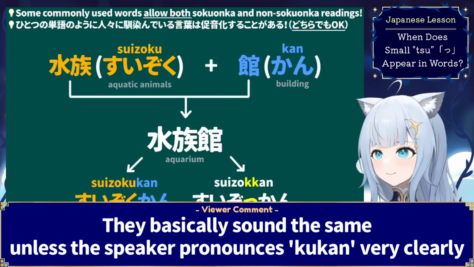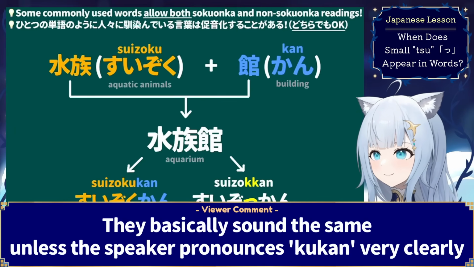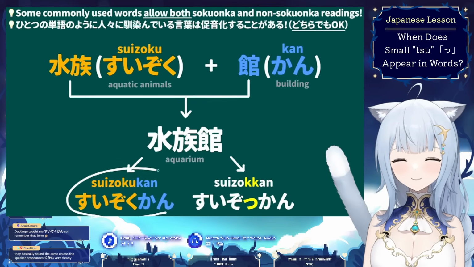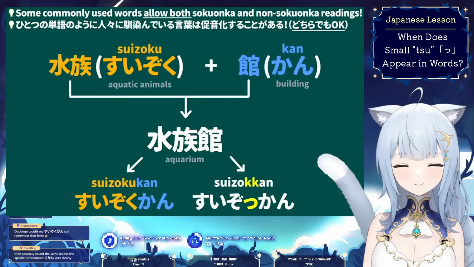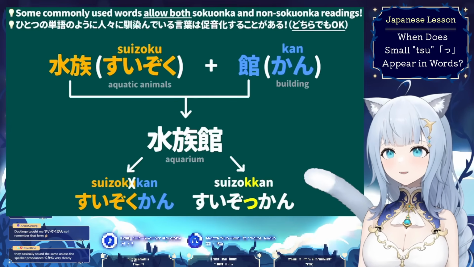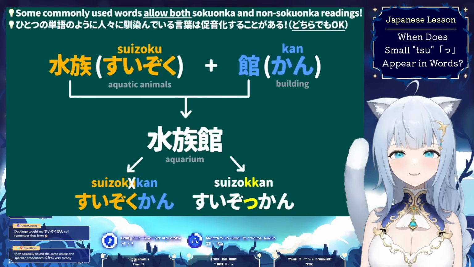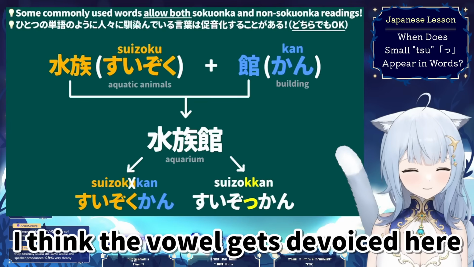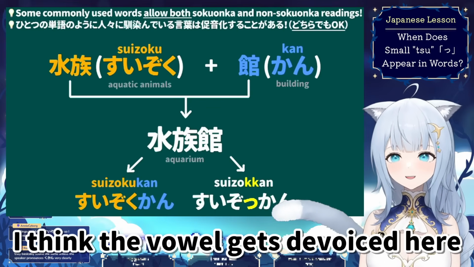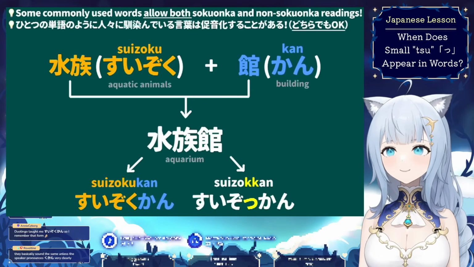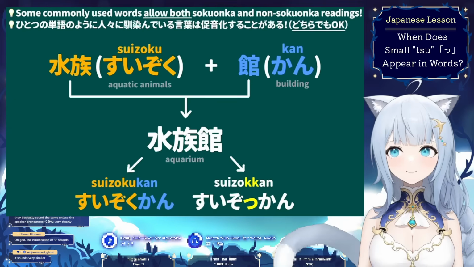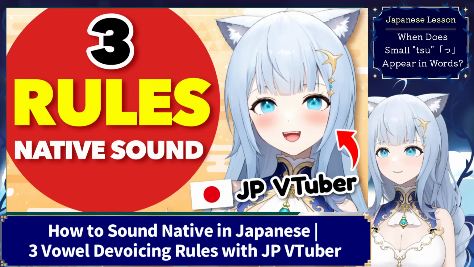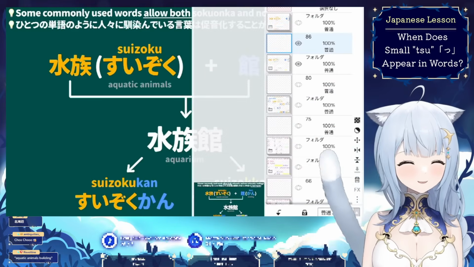They basically sound the same unless the speaker pronounces kukan very clearly. But actually, there is no u sound. I think native Japanese speakers say it without the u. I think the vowel becomes devoiced. A few weeks ago, I did a devoiced vowel sound lesson. You can watch my previous Japanese lesson video. And I have another one.